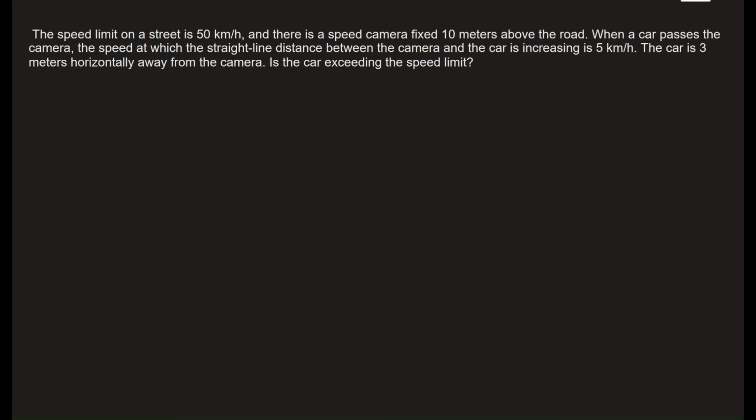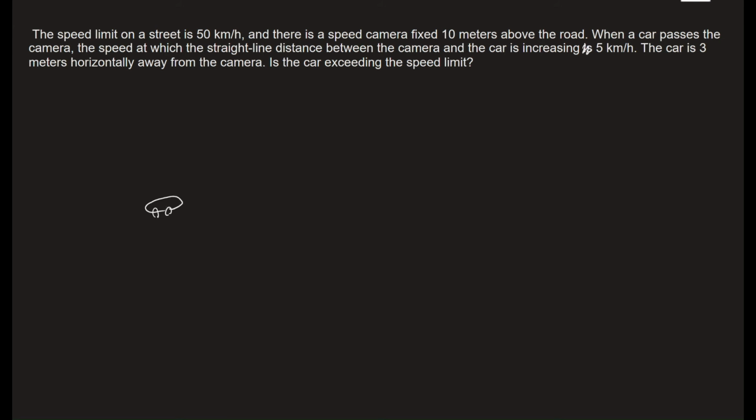Okay, the speed limit on a street is 50 kilometers per hour, and there's a speed camera fixed 10 meters above the road. When a car passes the camera, the speed at which the straight line distance between the camera and the car is increasing at 5 kilometers an hour. There's a typo. The car is 3 meters horizontally away from the camera. Is the car exceeding the speed limit?